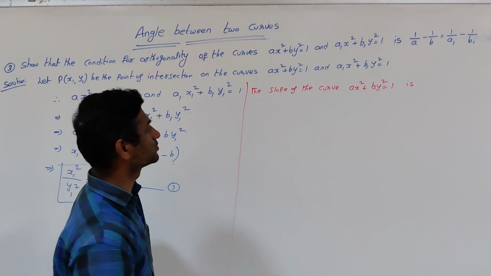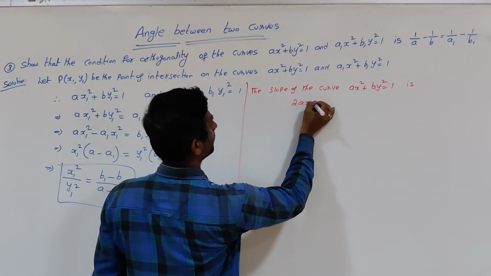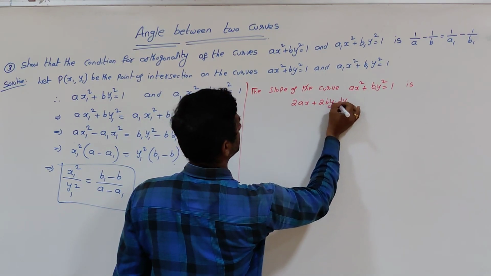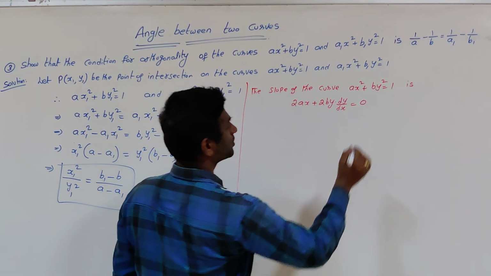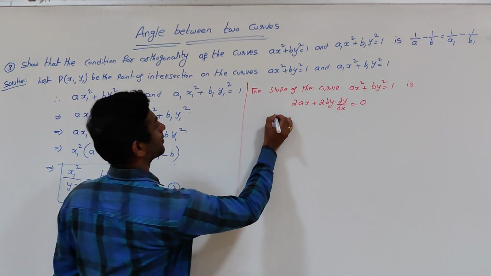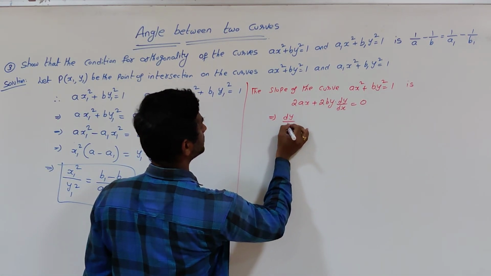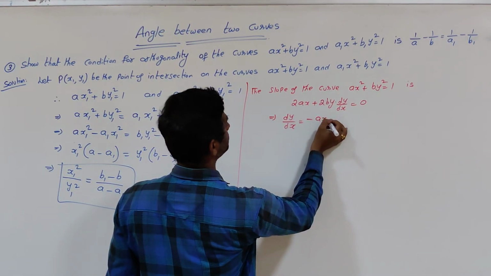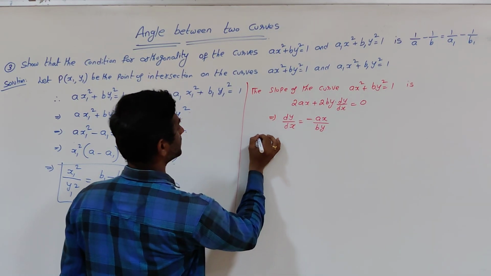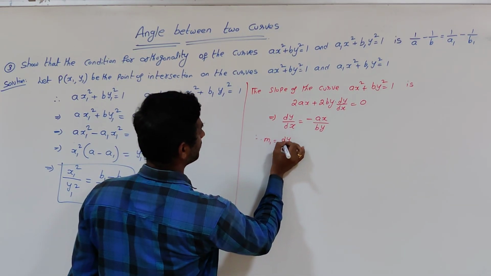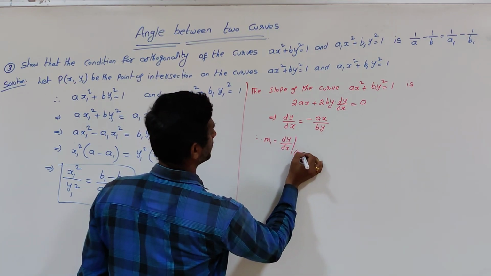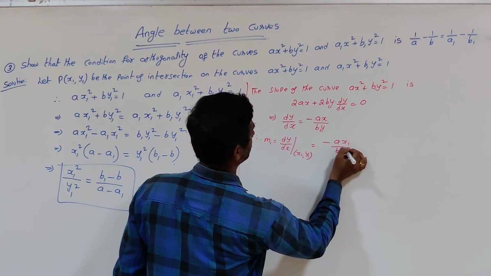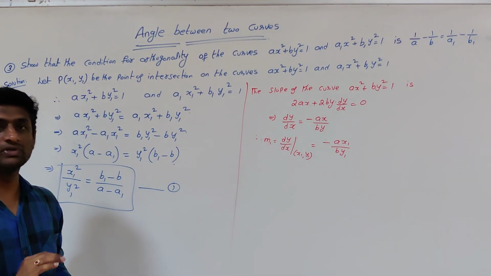The derivative of ax² is 2ax, plus the derivative of by² is 2by into dy by dx, is equal to 0 because the derivative of 1 is 0. Now from this, what is dy by dx? dy by dx will be minus ax by by. At what point? m1 is equal to dy by dx at (x1, y1), which will be minus ax1 by by1. So that is the slope of the curve.